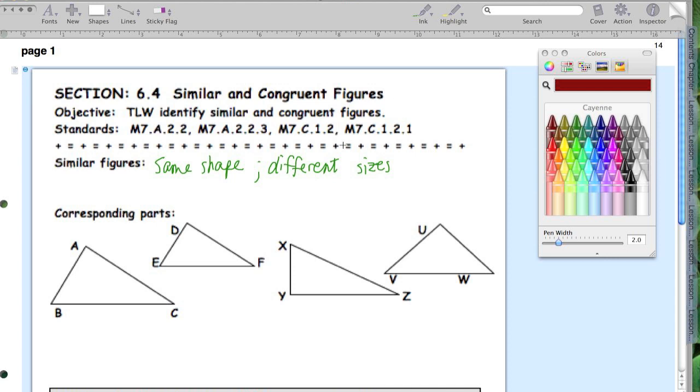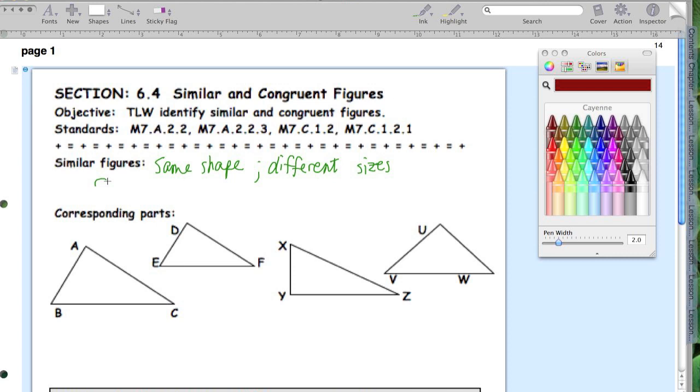Think of Austin Powers, and there's Mini-Me and Dr. Evil. They're different people, but one's smaller. It's the same overall shape, but different sizes. It's like you would zoom in on one, or one's a miniature of the other version. So that's what similar figures are.